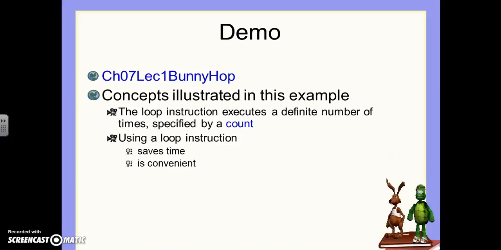The concept illustrated in this example is that the loop instruction is going to execute a definite, which means there's going to be an end to it, number of times specified by a count. Using a loop instruction is going to save time and can be very convenient for coders.